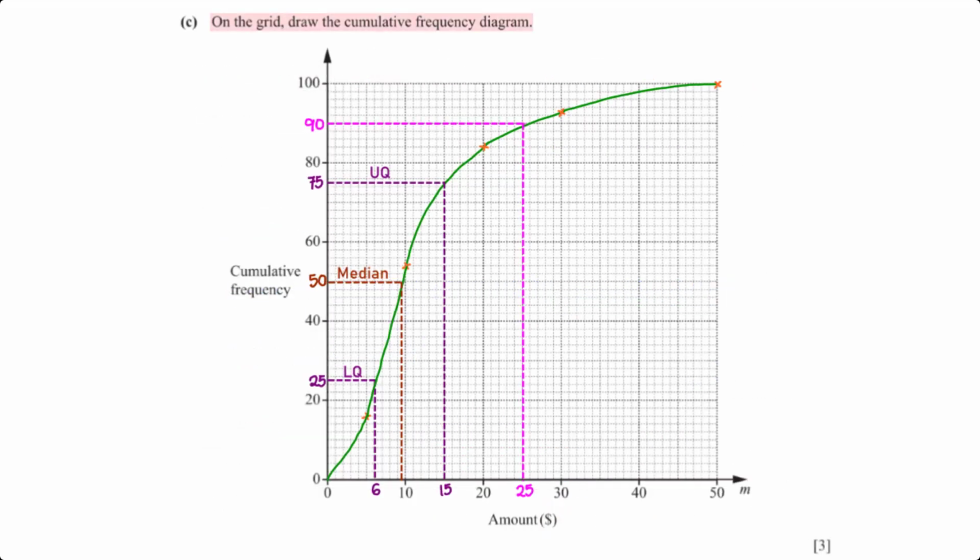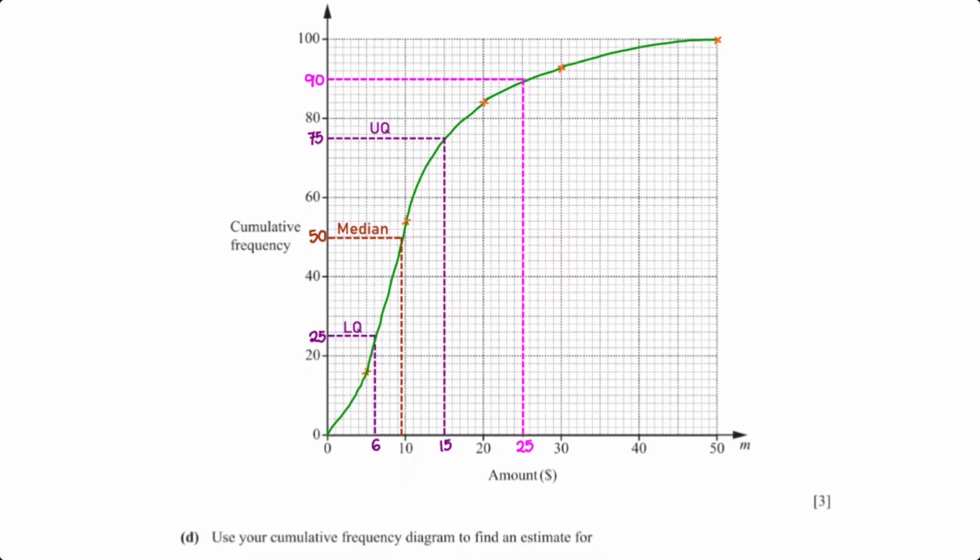On the grid, draw the cumulative frequency diagram. We plot all the points in the cumulative frequency table in part B. Then we connect the points with a smooth line.